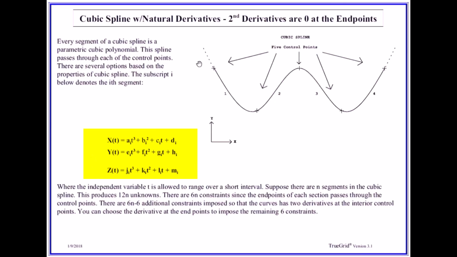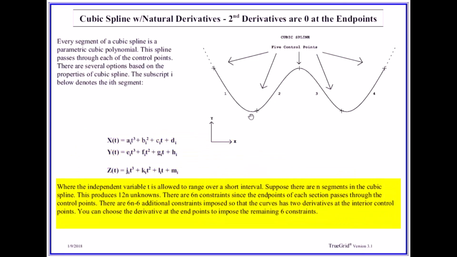There are 6 extra constraints, 3 at this end and 3 at this end. There are 2 constraints each for the X, Y, and Z. You can specify the derivatives of the 2 end nodes of this spline curve. If you don't specify a derivative of the end constraints, it will use a default, and it usually defaults to something that works just fine.